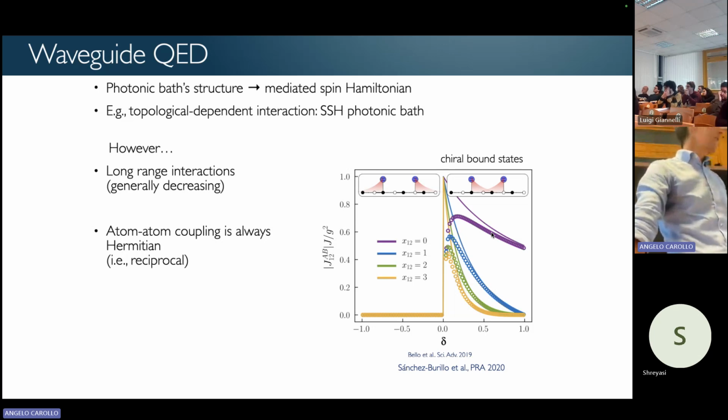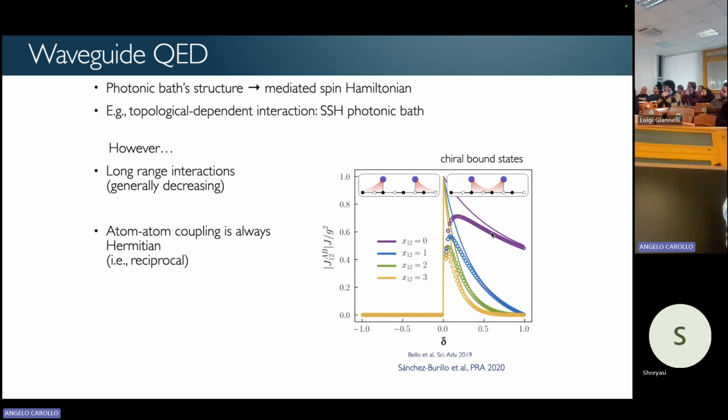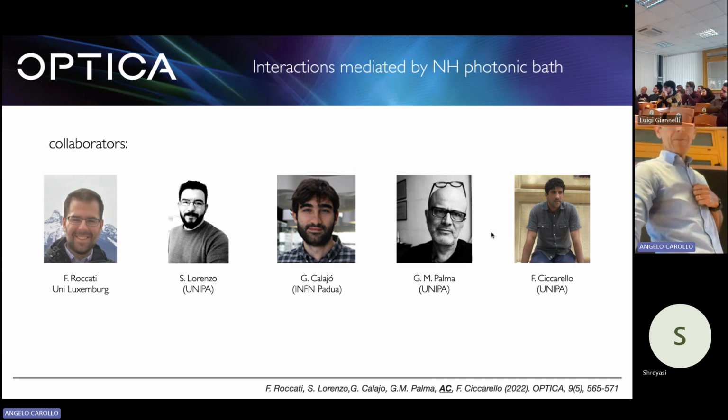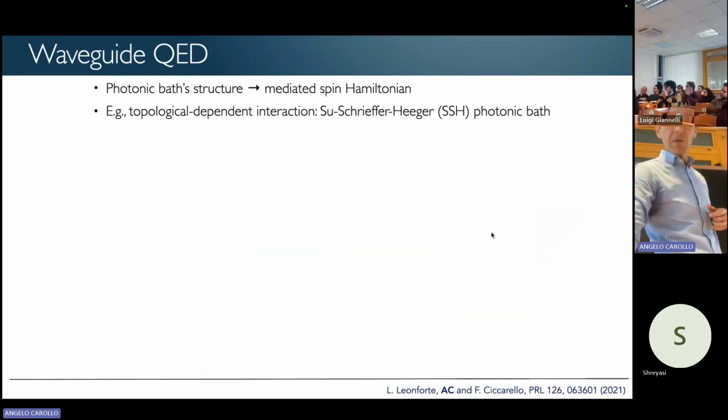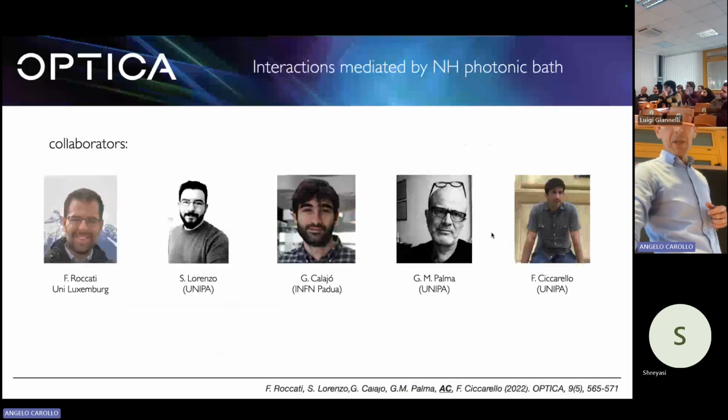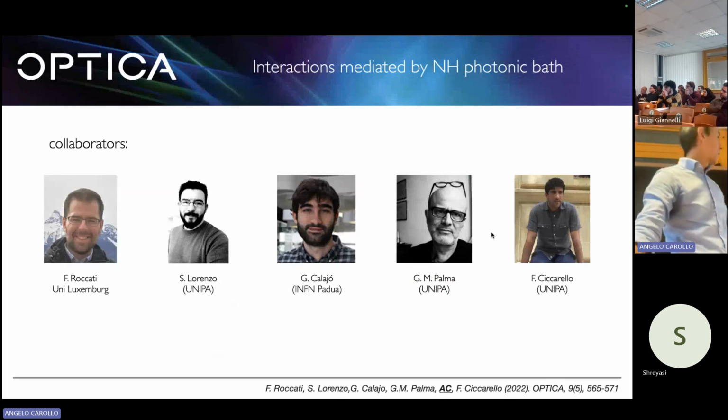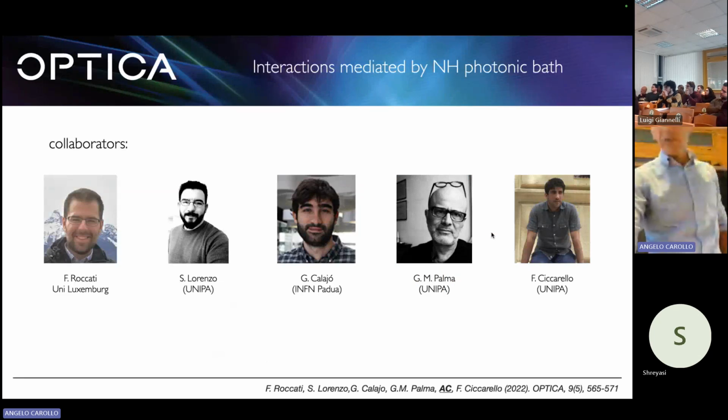We want to go beyond that. So we want to see what happens if you have an environment, a bath, which is not emission, and see what you can gain with this in this game. So the idea now is done in collaboration with these people here. Sorry, I want to give credit to the people. So this is Federico, that was mentioned before, and of course the other people.